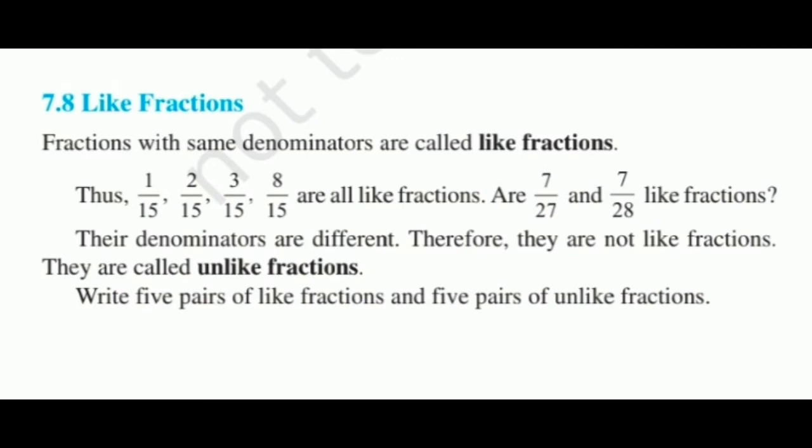Write 5 pairs of like fractions and 5 pairs of unlike fractions. As I have already said, when the denominator is the same, they are called like fractions. When the denominator is not the same, they are called unlike fractions.